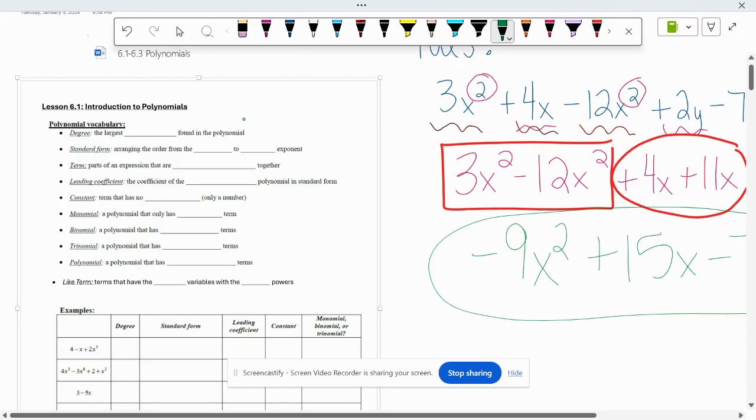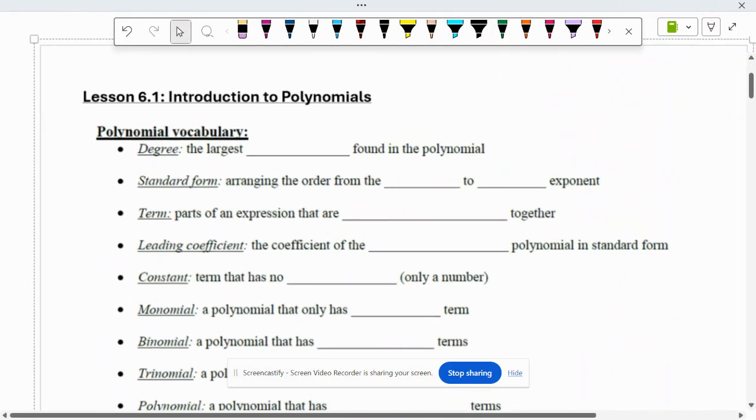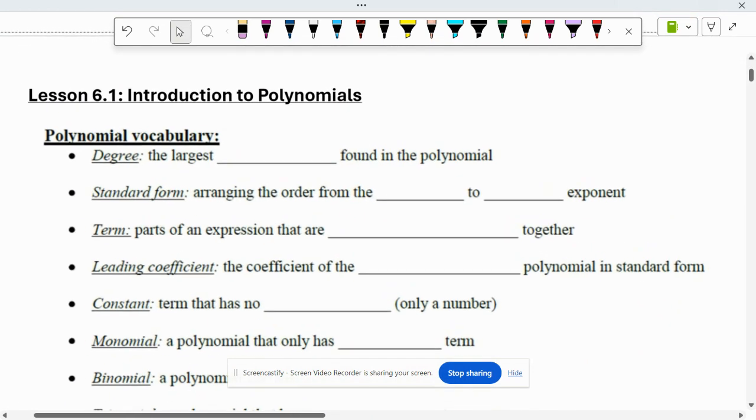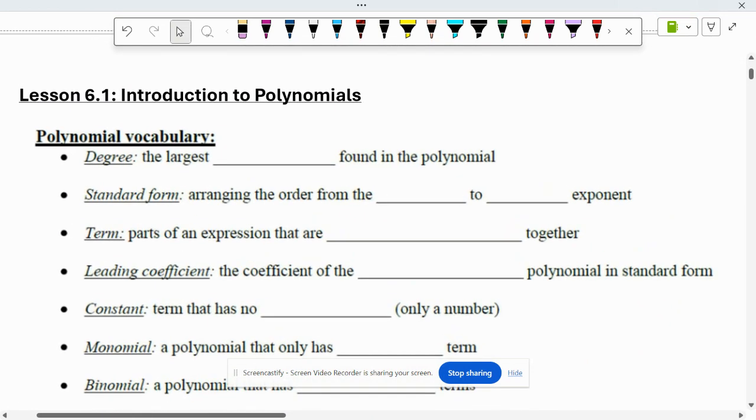Alrighty. So today we are talking about polynomials, and our first lesson is Introduction to Polynomials. So we're going to talk about a lot of things when we discuss our vocabulary. The first word that we're going to talk about is degree.